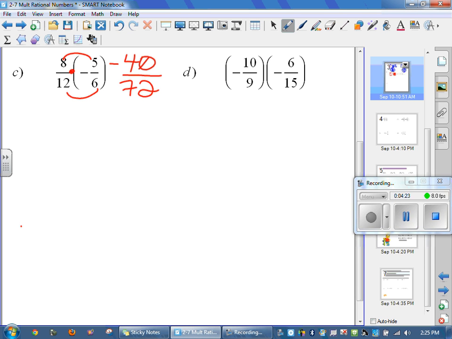Well, first of all, they both divide by 4. Okay? Do they divide by a bigger number? Yes. They divide by 8. Yes, they do. So let's divide them both by 8. So we're going to get negative 5 over 9. Beautiful. Negative 5 over 9 is our very final answer. Let's take a look at D.